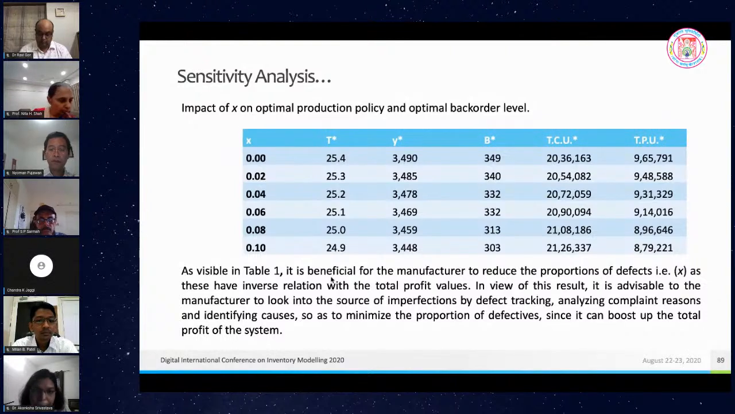Now, the impact of X on the production policy. Here we see it is beneficial for the manufacturer to reduce the proportion of defective, that is X, as there is an inverse relation with the total profit. Naturally, it is a common phenomenon, because if your imperfect defective goes up, it will have an impact on your profit. Profit will definitely go down. Next, please.